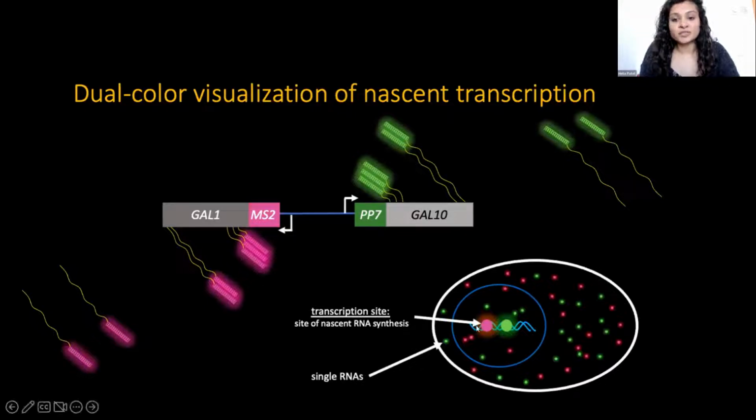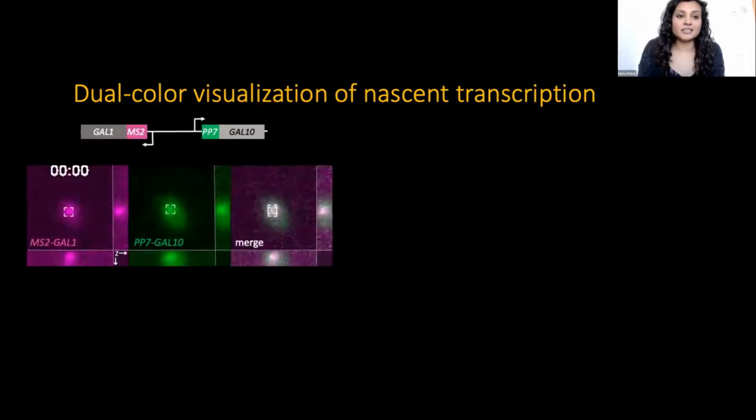We're mainly interested in this brighter spot in the nucleus, which is the transcription site, the site on the DNA where nascent RNAs are actively being produced. To study the temporal relationship between 2 neighboring genes, we perform dual color imaging on these yeast cells, and we track and quantify the fluorescence intensities of these transcription sites.